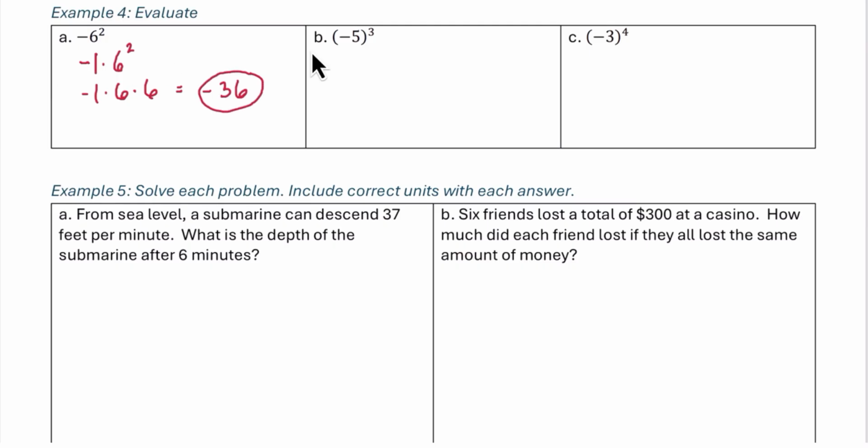In example B, we have parentheses around the negative 5, which indicates that the negative sign is being repeated. So we have negative 5 times negative 5 times negative 5. And negative 5 occurs 3 times, indicated by the exponent. Now we can do the first two. Negative 5 times negative 5 is 25. Times negative 5, we get negative 125.